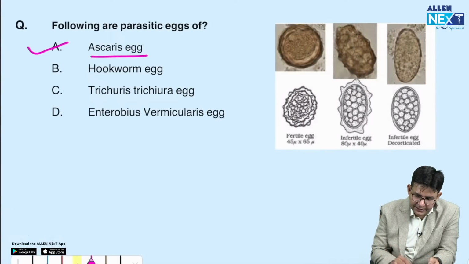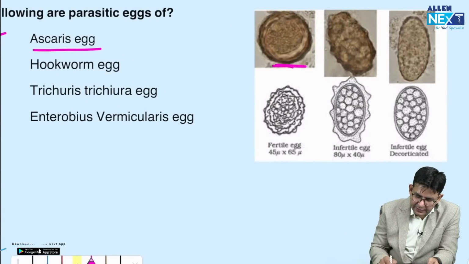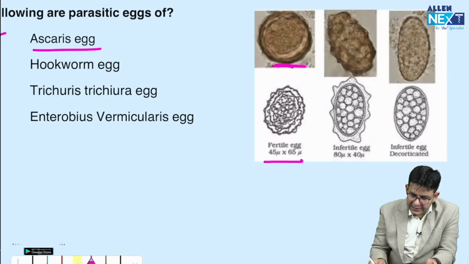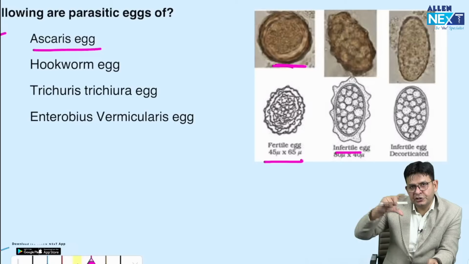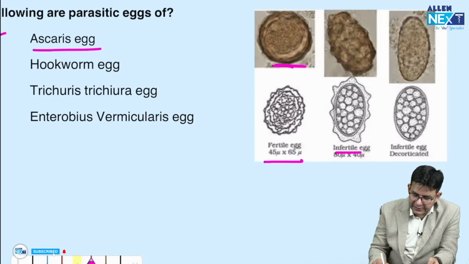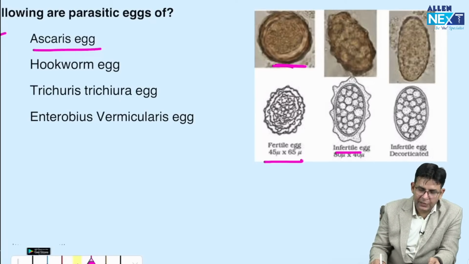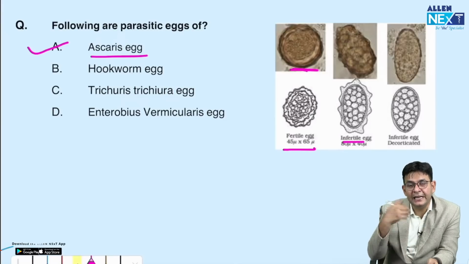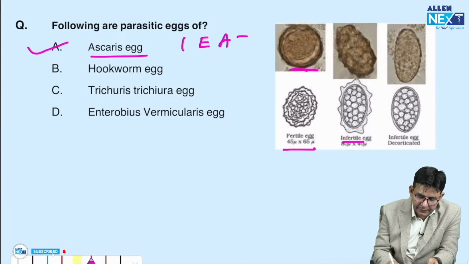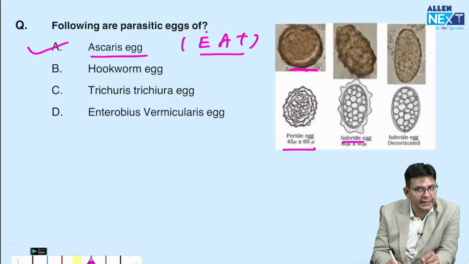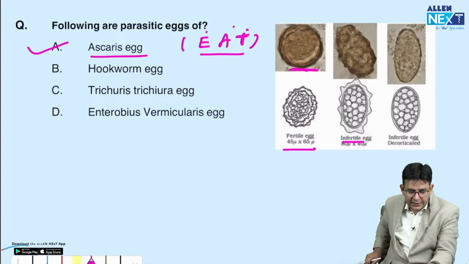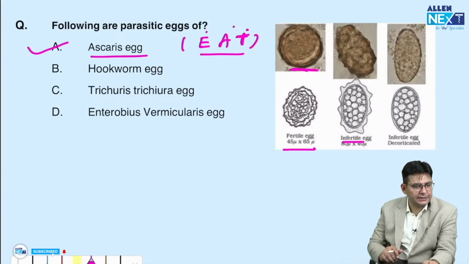Now this is the Ascaris egg. This is the fertile egg, which has a proper shape, a thick albuminous coat is there, whereas this particular one has an elongated shape, and this is termed the infertile egg, and this is the decorticated egg. Fine. So Ascaris egg. How does the infection of Ascaris happen? By eating. We have a mnemonic for eat. Enterobius vermicularis by eating the eggs, Ascaris by eating the eggs, and Trichuris trichiura by eating the eggs. So these are the ones in which infection happens by eating the eggs. Is it fine, guys?